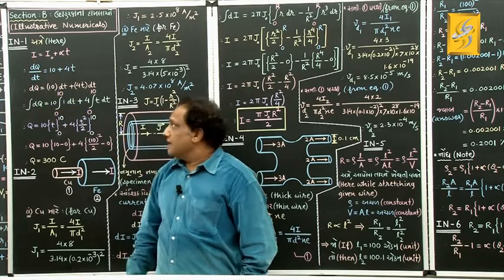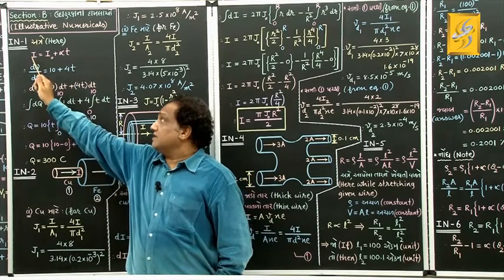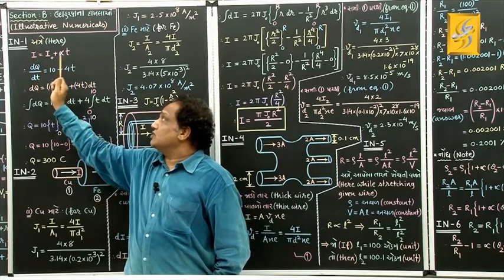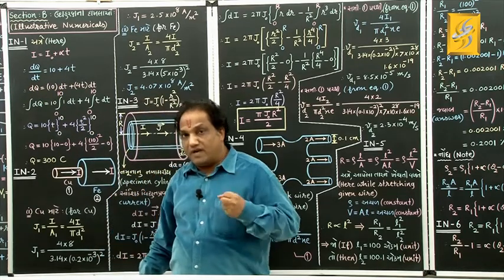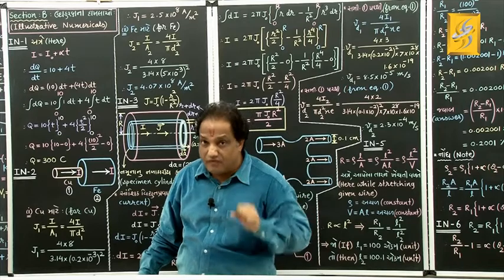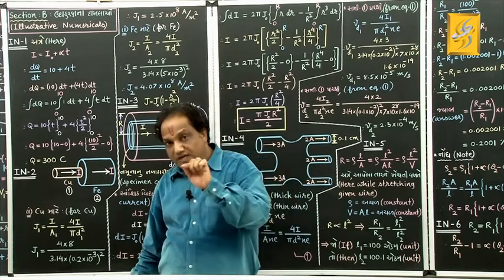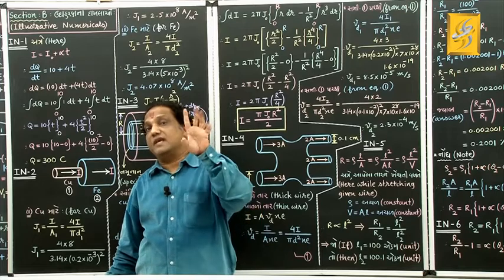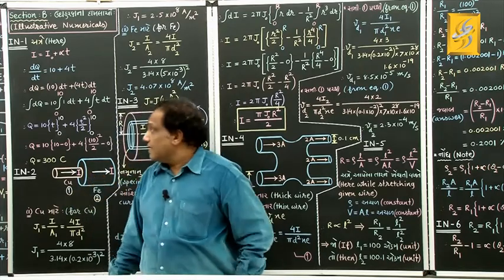Now, what have they asked? If this is the current whose dependence on time is like this, then what will be the total amount of electric charge passing through the cross section of that wire? That is what we have to find out. But of course, in the first 10 seconds, what have they said in the statement? In the first 10 seconds, let us find out that total quantity of electric charge.